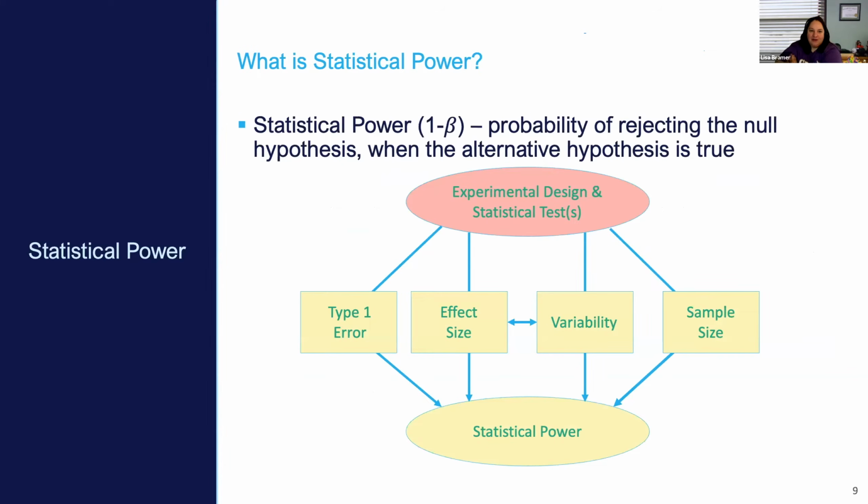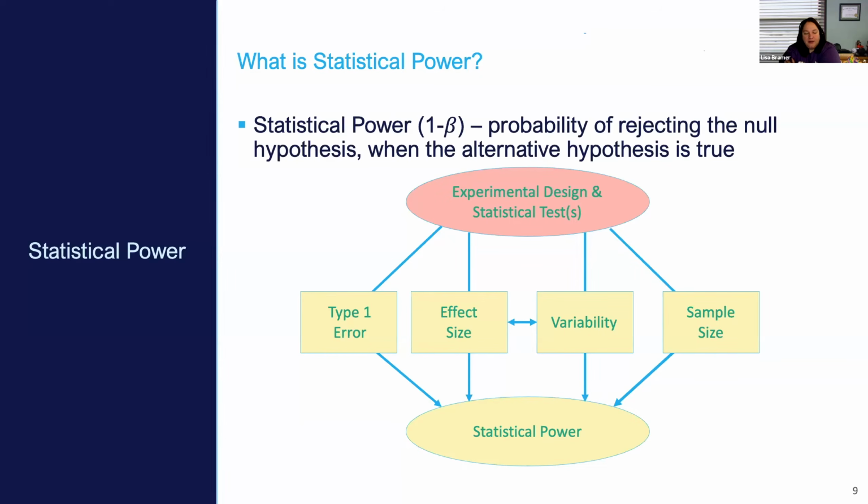So all of that background is to say, what is statistical power? Statistical power is 1 minus that type 2 error rate. And it simply is the probability of rejecting your null hypothesis when the alternative hypothesis is true. So making the correct decision of finding something that's significant.